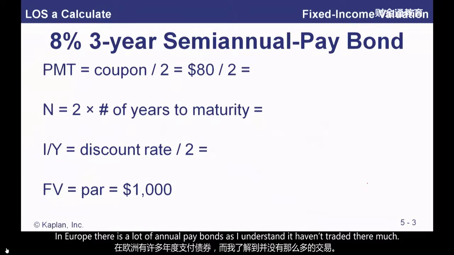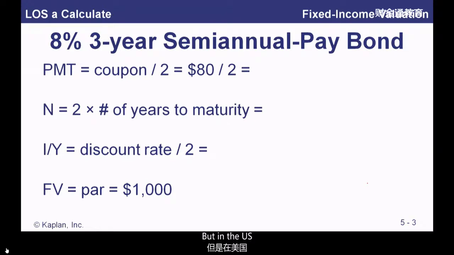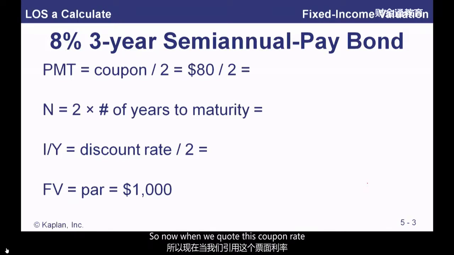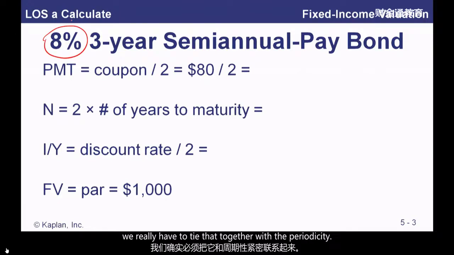Haven't traded over there much. But in the U.S., bonds very often make 2 payments a year. So we say their periodicity is 2. So now when we quote this coupon rate, we really have to tie that together with the periodicity. How many times a year does it pay?